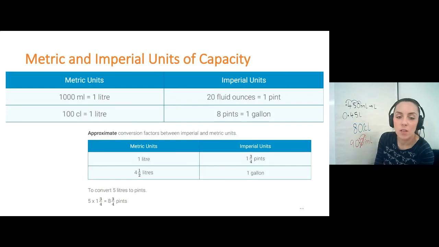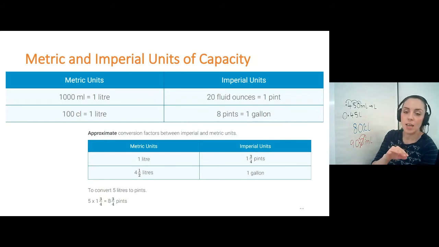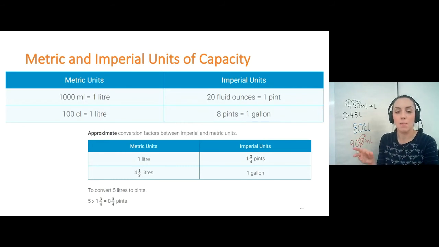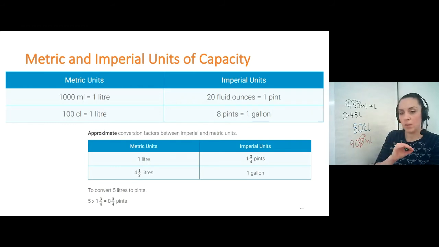But if you were doing level 2, we'd have to use the approximate conversion factors between imperial and metric units. So 1 litre is about 1 3/4 pints, and 4.5 litres is about a gallon. But you can, like I said, at level 2, be asked to go between metric and imperial. So you might be given, if 1 litre equals 1 3/4 pints, then how many pints is 12 litres, for example? Okay.